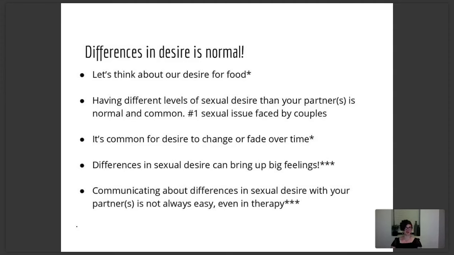So we're going to come back to this couple, but I just wanted to share a way that this can show up with feelings. Communicating about differences in desire with your partner is not always easy, even if you're in therapy. It can be really, really difficult.